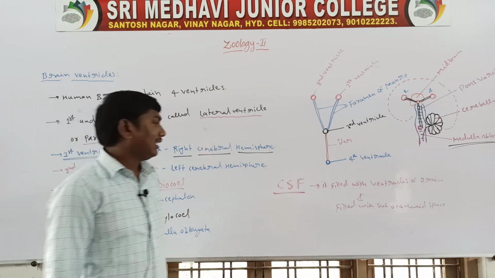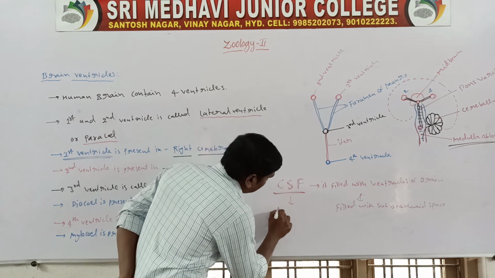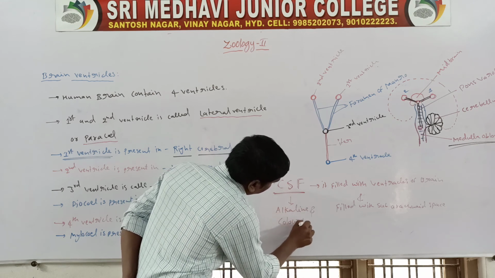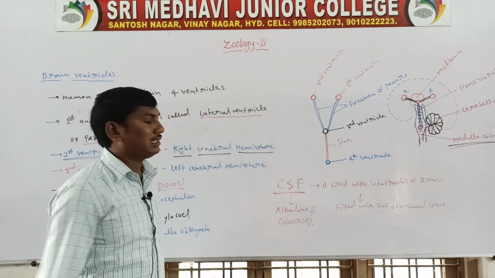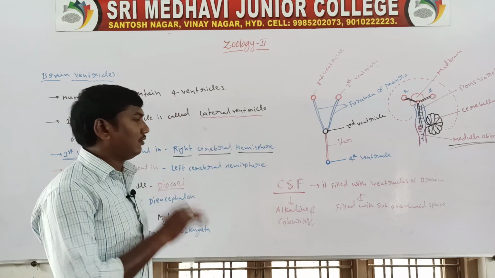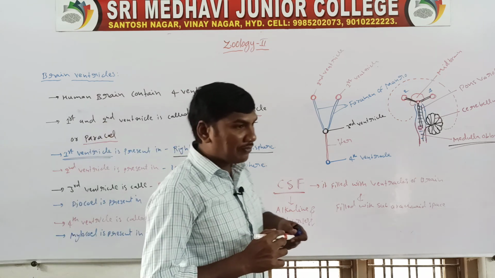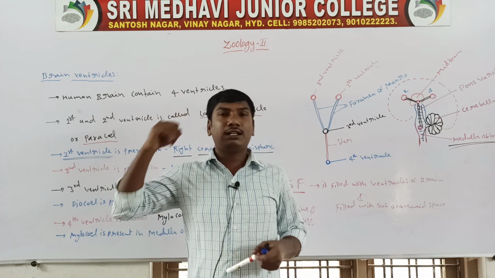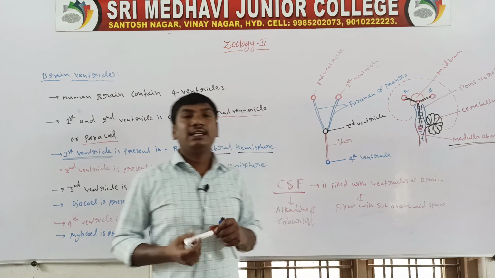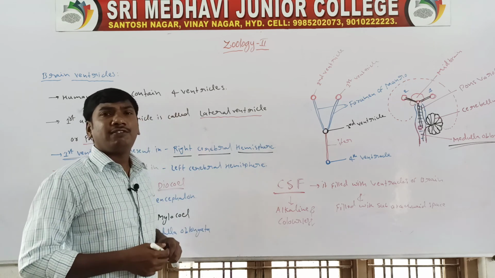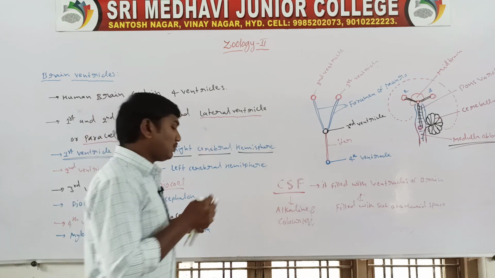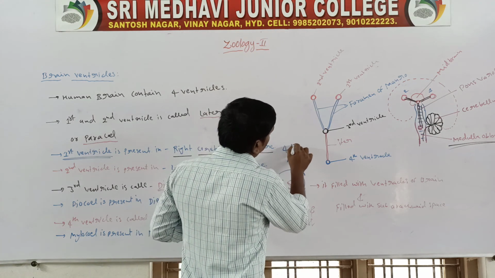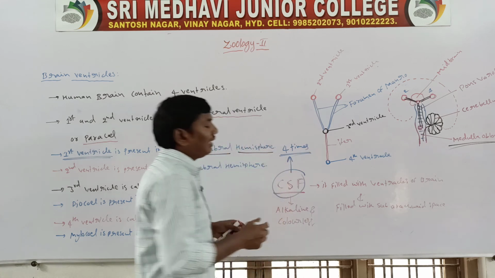Next one, cerebrospinal fluid is an alkaline and colorless fluid. It protects the brain and acts as a shock absorber for the brain. The cerebrospinal fluid is filtered only four times per day.